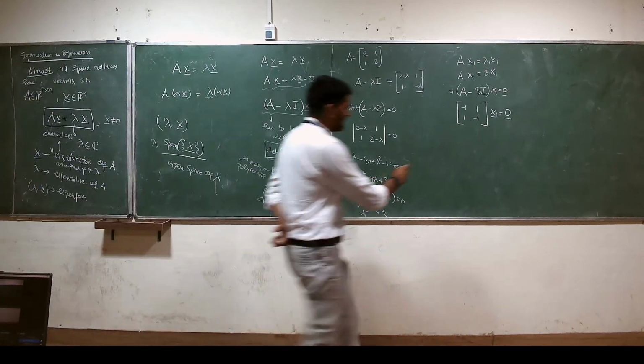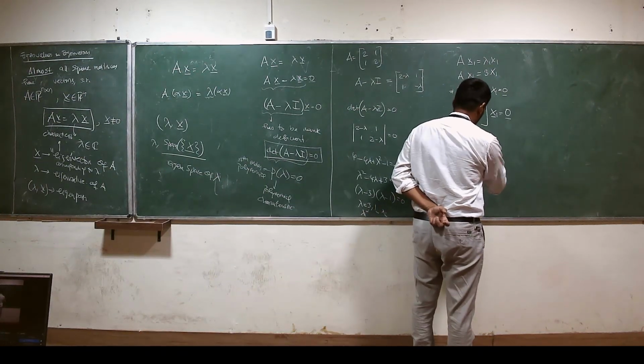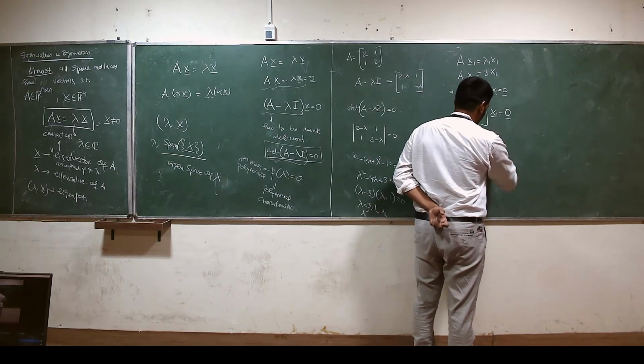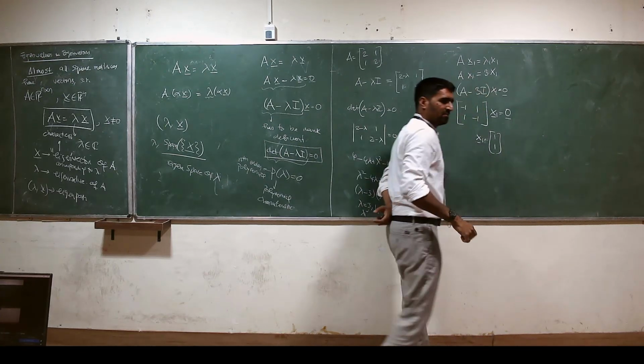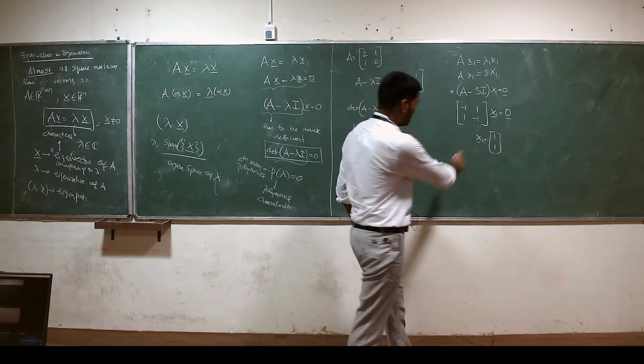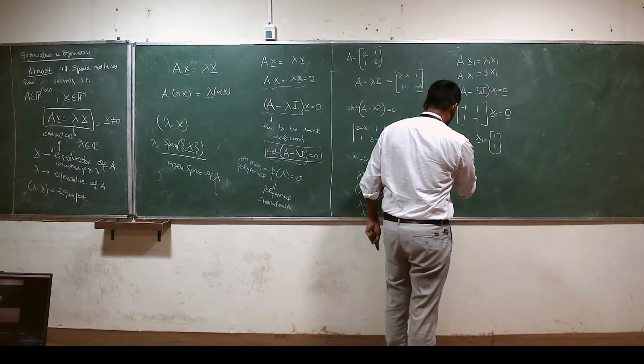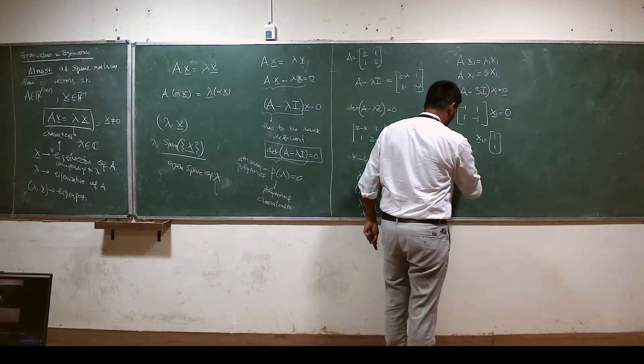Yes, so x1 will be any vector like this, 1, 1. Okay, so that's our first eigenpair, 3, (1, 1).